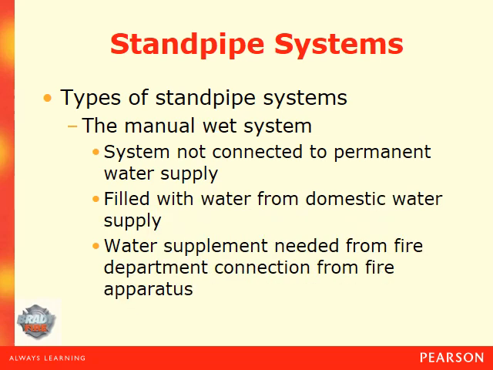The manual wet system. This system is not connected to a permanent water supply. It's filled with water from the domestic water supply line. The water supplement needed for fire protection comes from the fire apparatus. So essentially it has some water on it from the domestic system, but not enough to do the job, so the fire department needs to supplement it with water coming from the fire truck.